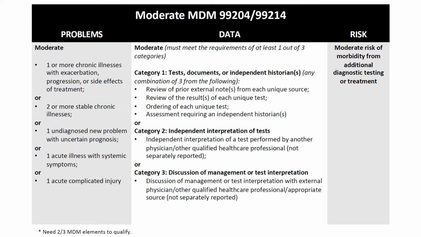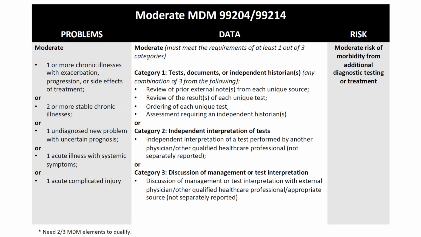So I either need time or medical decision-making, and on my medical decision-making, I only need 2 of these 3 things, some of which are very easy to get. So we look at problems. I have all these combinations of problems that I can get the points for. So 2 or more stable chronic illnesses, that qualifies for problems for moderate medical decision making. Well, that's almost every single IR patient. So then I either need to look at data or risk. Moderate risk of morbidity from additional diagnostic testing or treatment, that's up to the interpretation of the physician.